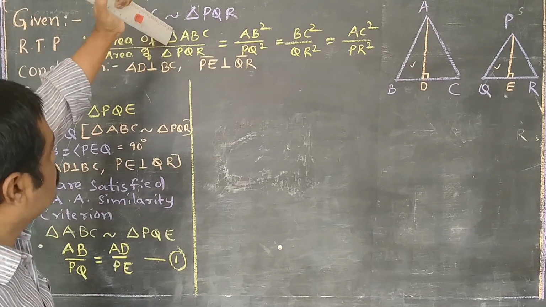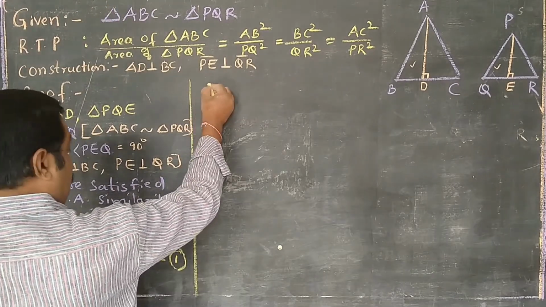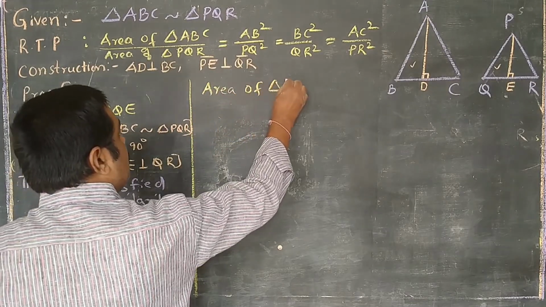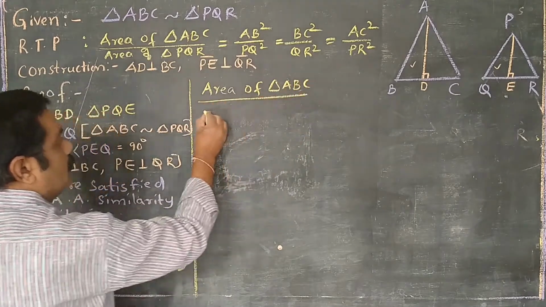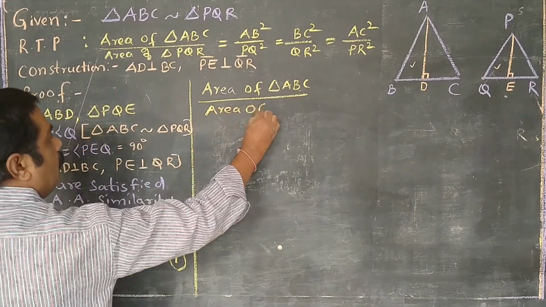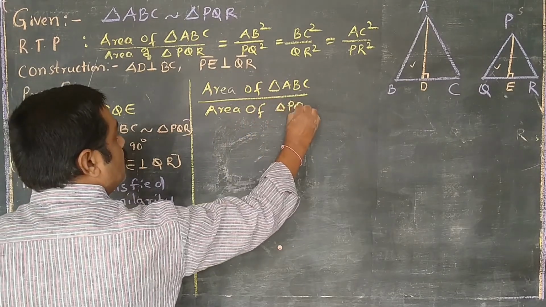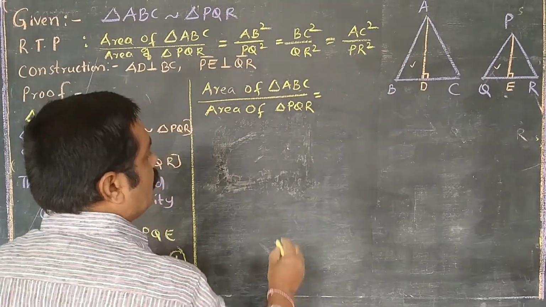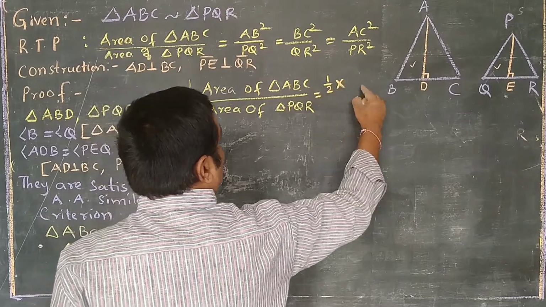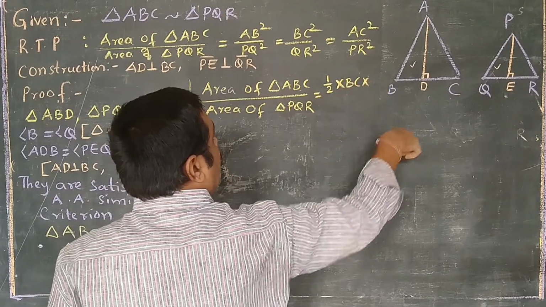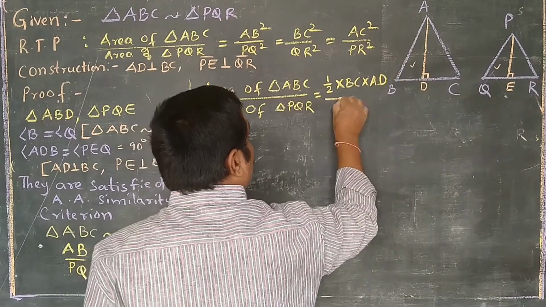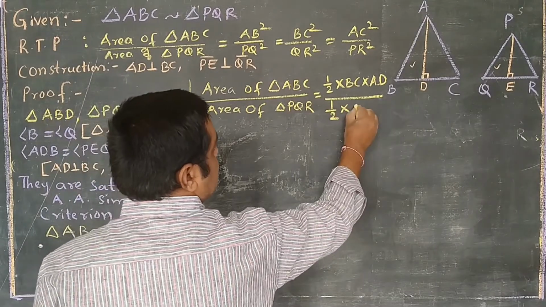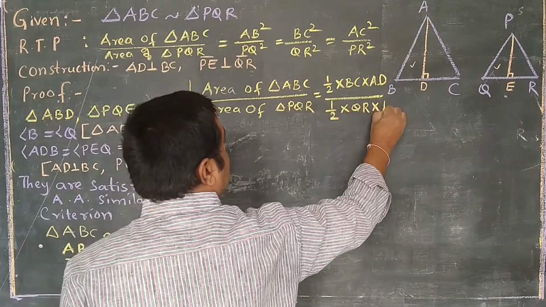Right, now I am going to take the question, that is, I am going to find the areas. Area of triangle ABC by area of triangle PQR. Already we know the formula. Area of a triangle is equal to half into base into the perpendicular height. So half, base BC I am writing, and height AD, here by, for the lower triangle PQR, half into base QR and height PE.